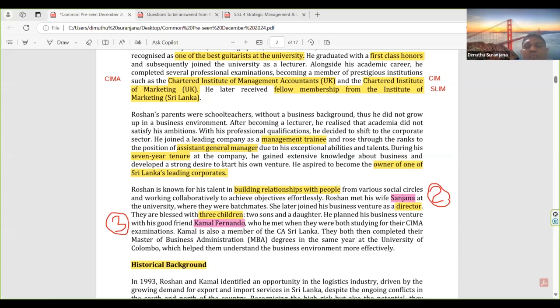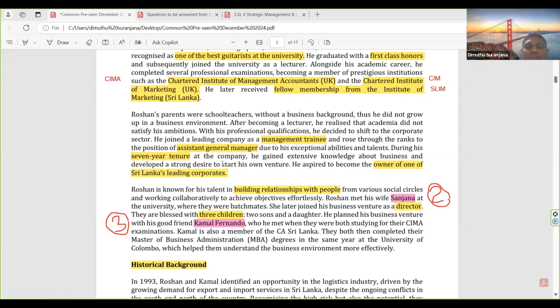So he joined as a management trainee, and during his 7-year tenure at the company, gained extensive knowledge about business and developed a strong desire to start his own venture. He aspired to become the owner of one of Sri Lanka's leading corporates.